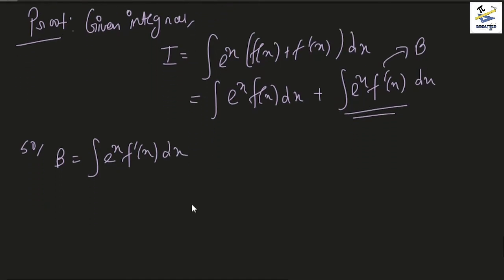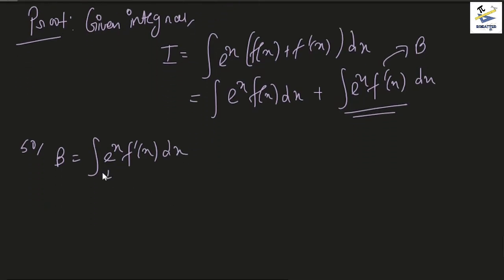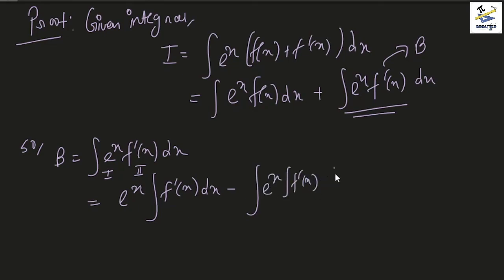So B equals integral of e to the power x into f prime x dx. If you apply integration by parts here with e to the power x as the first function and f dash x as the second function, what you get is e to the power x into f dash x dx minus derivative of e to the power x, which is just e to the power x, and integral of f dash x, and then a dx outside, right? Now we know that the integral of a derivative is just the function itself, so it just becomes e to the power x into f of x minus integral of e to the power x into f of x dx, right?